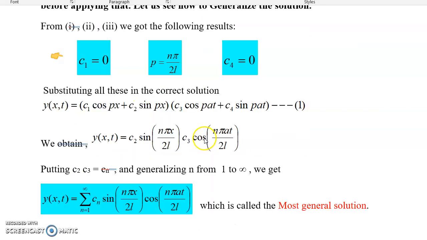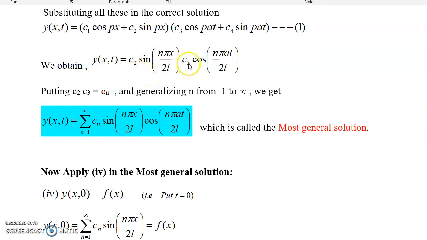And now the C2 into C3 we should generally write as Cn. So this is the meaning of generalizing. C2 into C3 we should write as Cn, and we should give values for n from 1 to infinity. So we write C2 into C3 as Cn, and we put a summation for all values of n equal to 1 to infinity. So this is known as the generalized solution or most general solution.